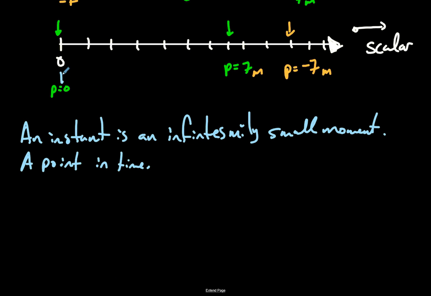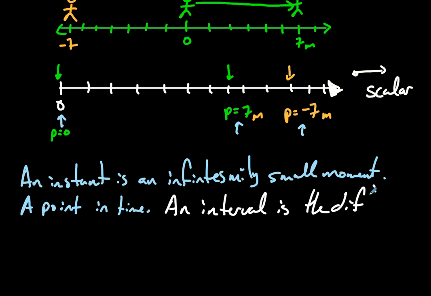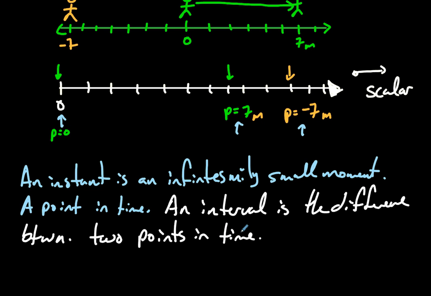So all of these are instants or points in time, right? Every single progression along here is considered to be an instant in time. Okay? An interval in time is the difference between 2 points in time. Okay? An interval is the difference between 2 points in time, and actually it could be in space as well, but we're talking about time right now. And we use delta notation to talk about intervals.